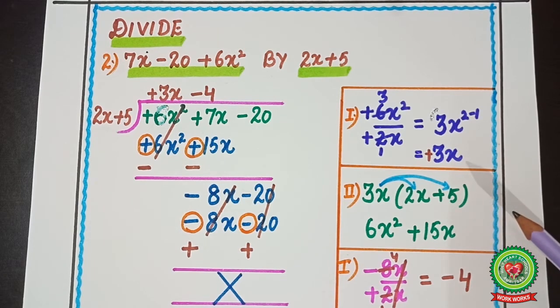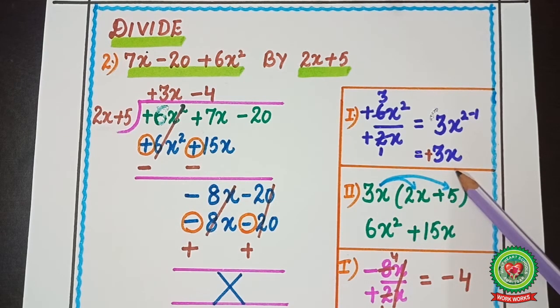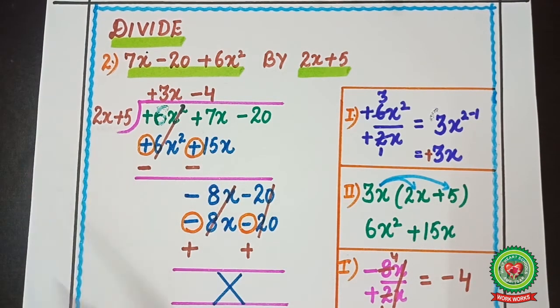So what was the step number 2? That we have to multiply the given quotient with the divisor. So here quotient is plus 3x and we have to multiply it with the divisor, that is 2x plus 5. So you will use again the arrow method. 3 2s are 6, x into x, that is x squared, plus 3 into 5, that is 15, x will be x. So you got the answer, 6x squared plus 15x. Is it clear? So what will you do? You have to write this just below this expression, right?